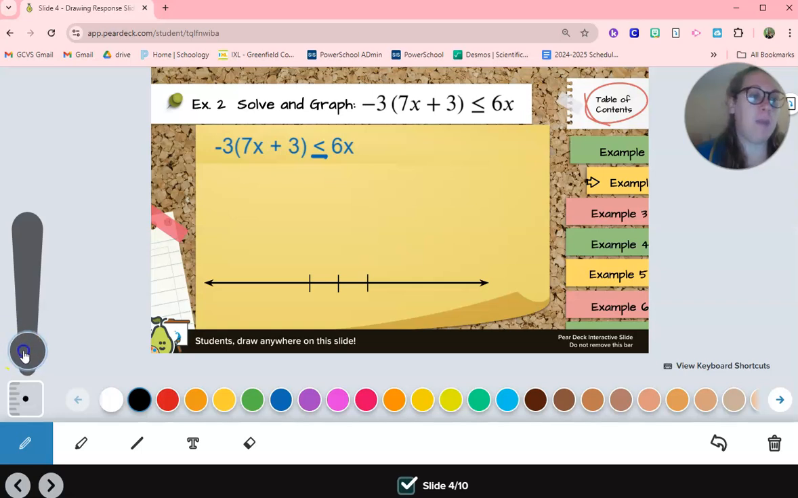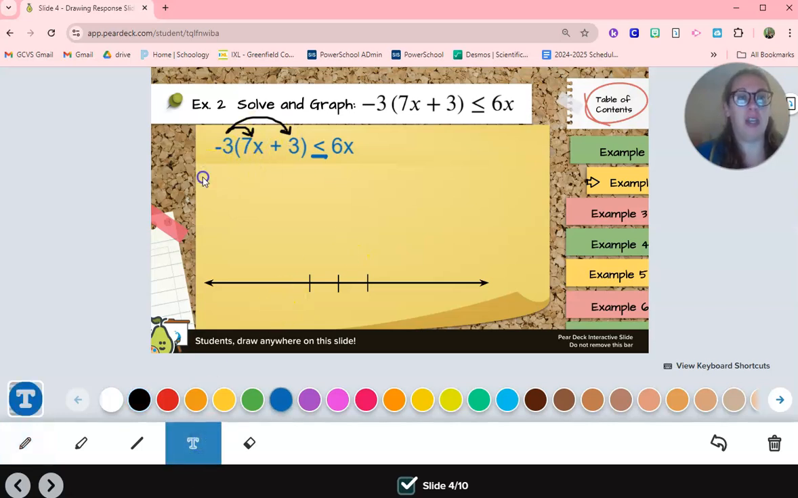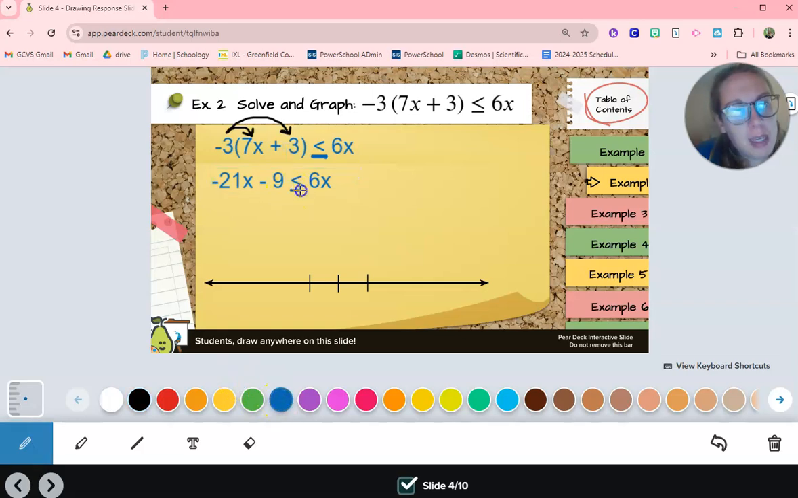I know a lot of the times when people see parentheses, we think of distribute, and I think that's awesome. Distributing is multiplication, right? So we're doing -3 times 7x and -3 times 3. So we have a -21x, because -3 times 7 is -21, and -3 times 3 is a -9. And again, I'm just putting less than, but then I'm using my pen tool to make it less than or equal to, drawing that line underneath. That's really important. We don't want to lose that.